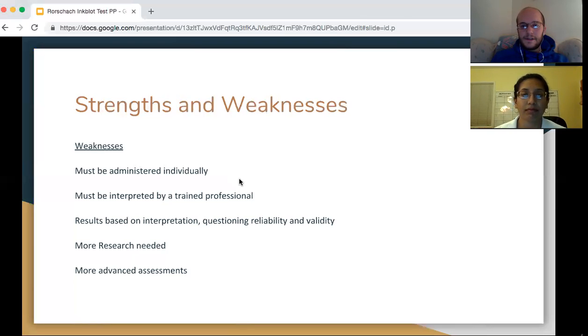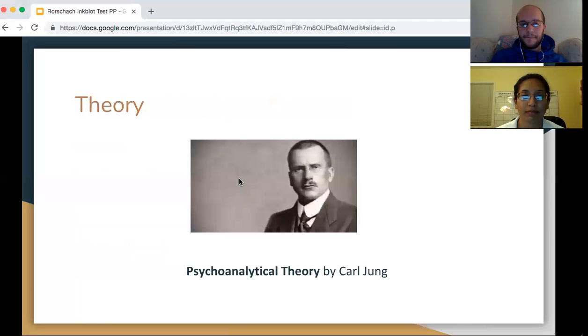And this test is really just a tool in the hands of a psychologist. There are more advanced assessments to look at personality traits, but this is a valid test to be used. The theory that this test connects with the most is psychoanalytical theory by Carl Jung. This test was created when Carl Jung was developing his analytical theory, and Rorschach really looked up to Jung while doing this.